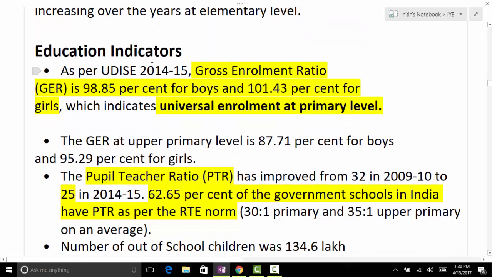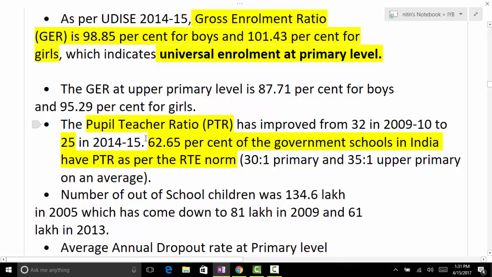Now see certain educational indicators. Now these indicators, you go through them, try to remember as data that could be used in the mains exam. GER, gross enrollment ratio, is 98.85% for boys, 101% for girls. Universal enrollment, so remember this last line only, even if you don't remember the data, remember that we have achieved universal enrollment at the primary level. All this data is mentioned there in the yearbook.